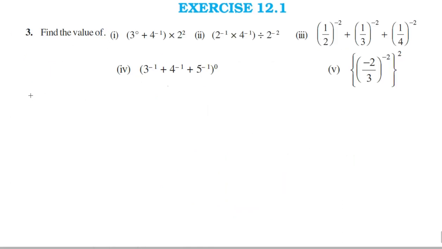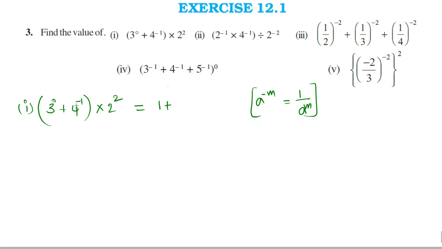Find the value of: the first one is 3 to the power of 0 plus 4 to the power of negative 1 times 2 square. This is equal to 3 to the power of 0. The value of 3 power 0 is 1, plus 4 to the power of negative 1. This is in the form of a to the power of minus m, which is equal to 1 by a to the power of m. That is what we know. So we can write 4 to the power of minus 1 as 1 by 4. Then times 2 square means 2 into 2, that is 4. Now this is equal to 1 plus 1 by 4.